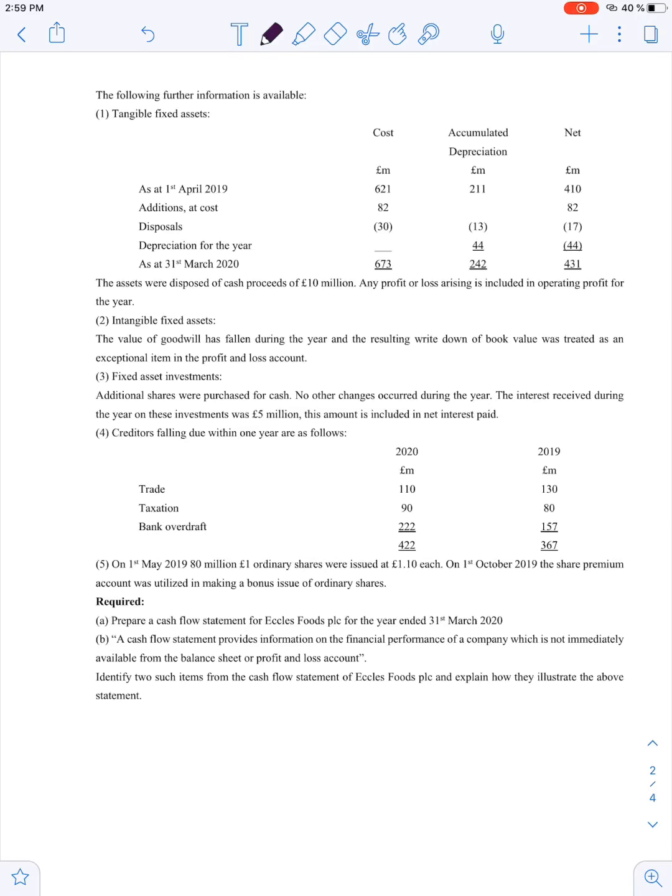This is a very straightforward problem, and let me just remind you the structure of the cash flow statement. The first thing you have to do is to name it properly, so we'll write up the name here. And then we have to start with operating profit before interest and tax, which was compiled using the accrual basis. So it was the accrual figure calculated.